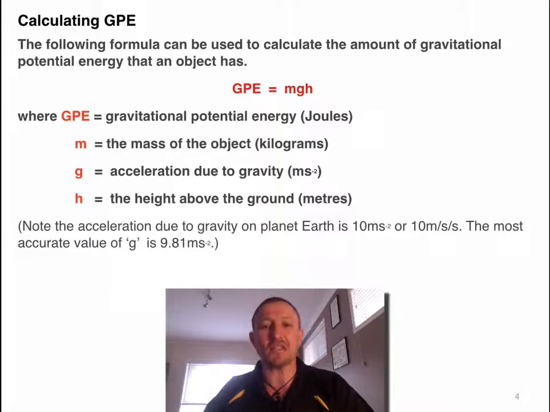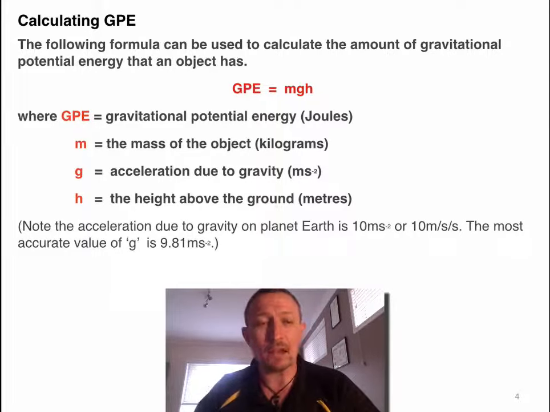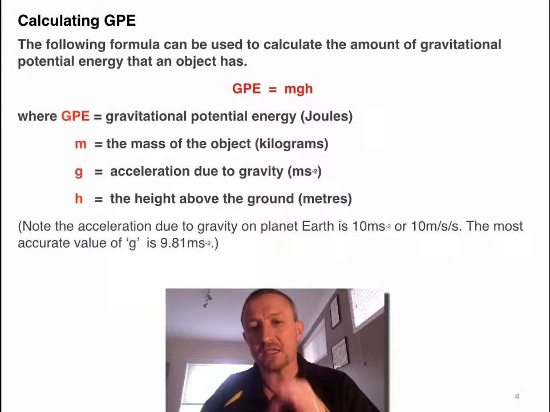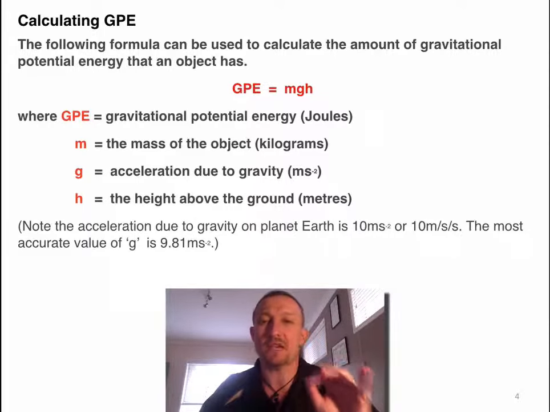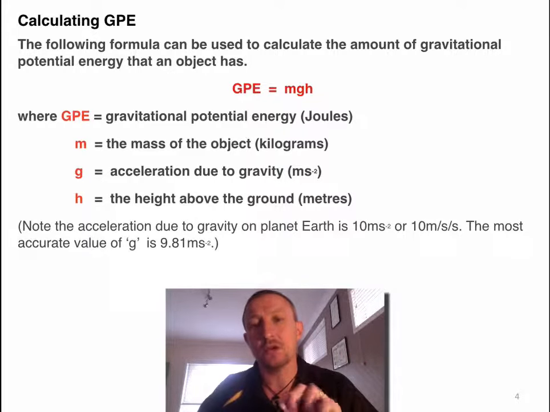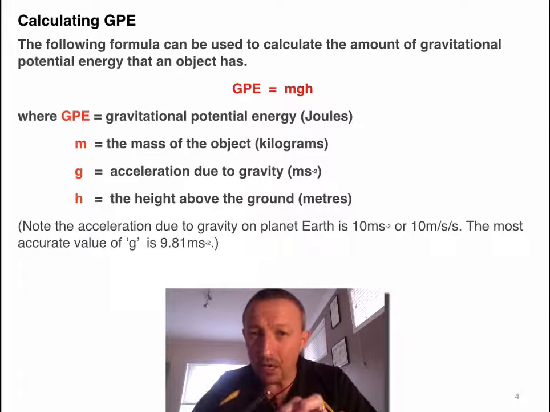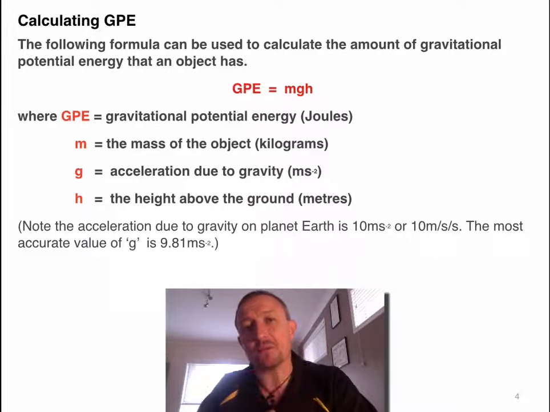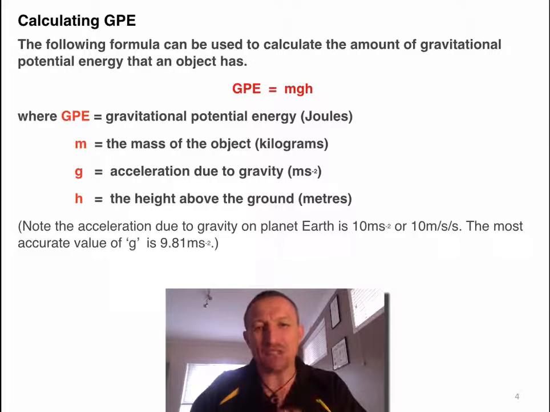Now, as I've stated here in brackets, the acceleration due to gravity on the planet Earth is always classified as 10 meters per second squared, which can be written as 10 ms to the negative 2 or 10 m/s/s. It's always the same. However, if you want to be more specific, the actual value is 9.81.